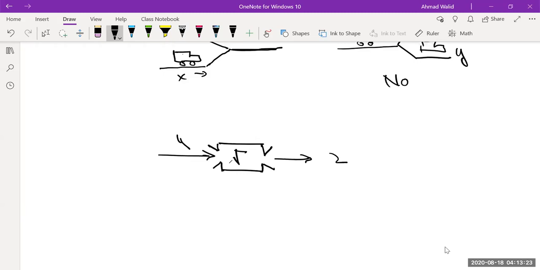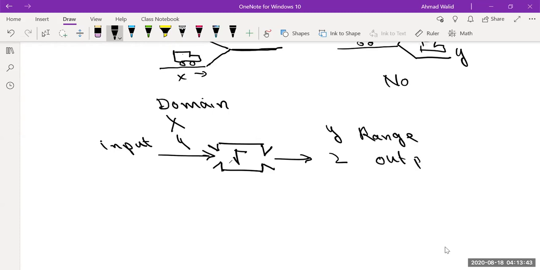Right? 4 is x. 4 is your domain, or 4 is your input. This is the value that you put in. 2 is y, which we call what? Range or output. This simple diagram can represent a function very well for you. What is domain? What is range?